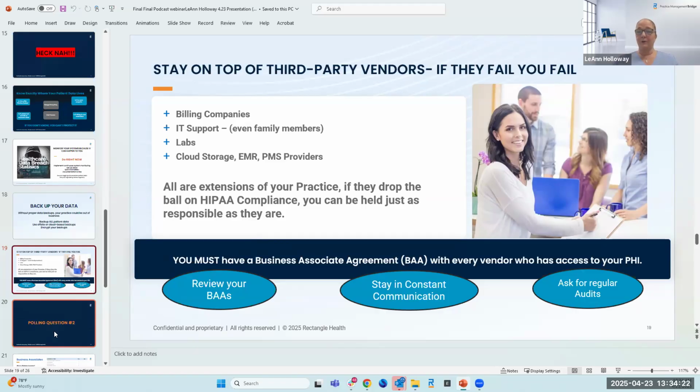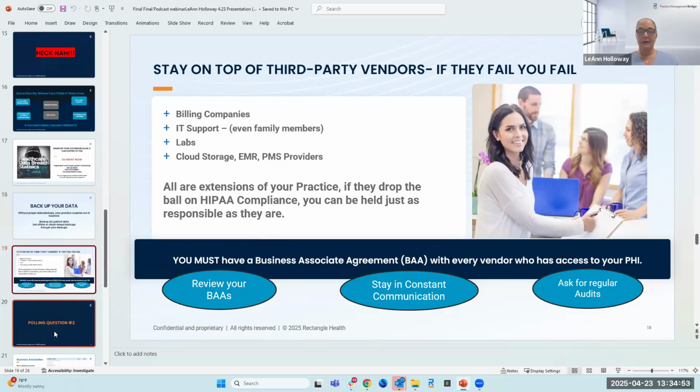So go ahead and review your BAAs at least once a year to ensure compliance. Does your vendor's security meet HIPAA standards? Are they on top of their data protection measures? Ask for regular audits. I'm sure they'll love that, but ask for it. Or reports from your vendors about security practices. They should be able to show you their own efforts to protect patient data.